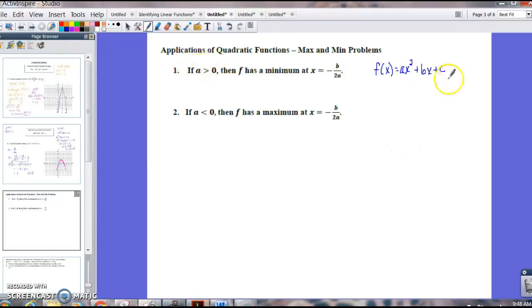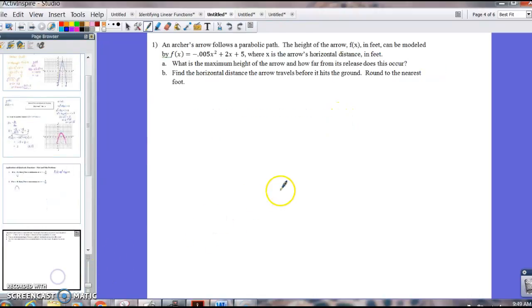And remember that if a is positive, that means that my parabola opens up, so my minimum occurs at negative b over 2a. If a is negative, my parabola opens down, so a maximum occurs at that negative b over 2a. But in either case, we're still going to start with finding negative b over 2a. So let's go through a few different examples.